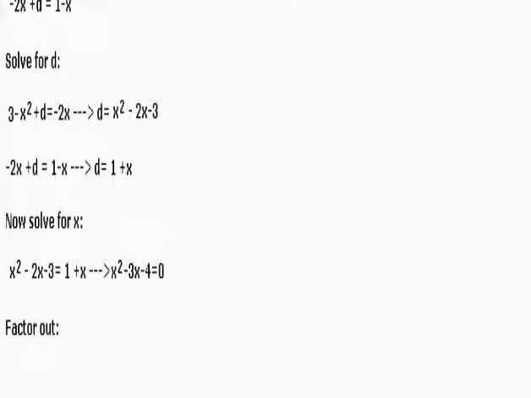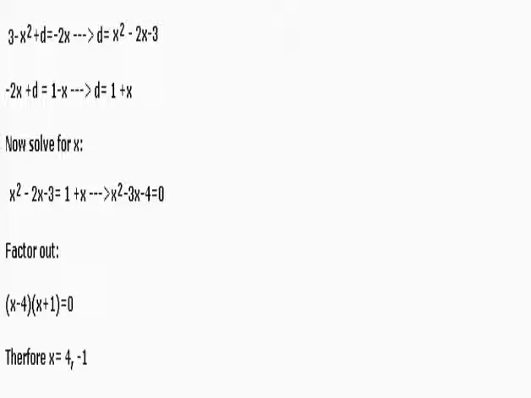After using the factoring method, which we described in one of our previous sessions, you'll find that this equation can be factored into x minus 4 times x plus 1, which is equal to 0, and therefore x equals 4 and/or negative 1.